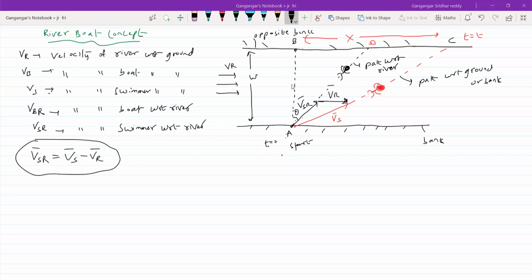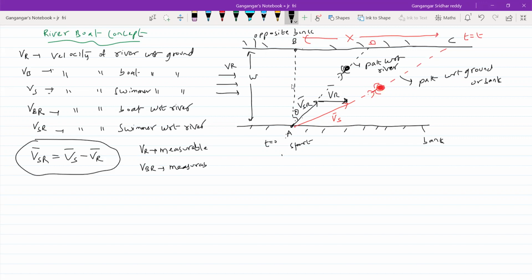VSR, this VR and VS bar. So now, like VBR. So which quantity are measurable? VR measurable. I'm writing some few very basic terms. VR measurable. VBR.